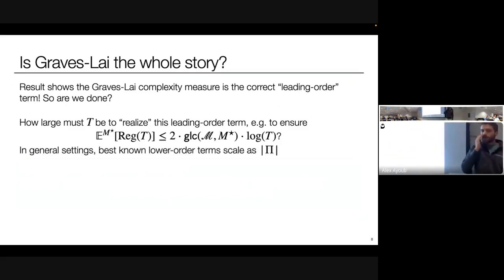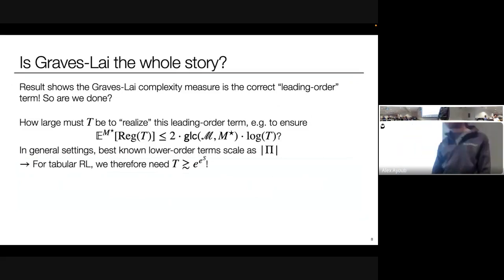Turns out in general, the best known lower order terms scale as the size of the decision set, pi. And for cases such as tabular RL, this will correspond to needing T to be doubly exponential in the size of the state space. So this is extremely asymptotic. These lower order terms are absolutely massive, and this is not at all practical. This regime is not something you're ever probably going to be in.